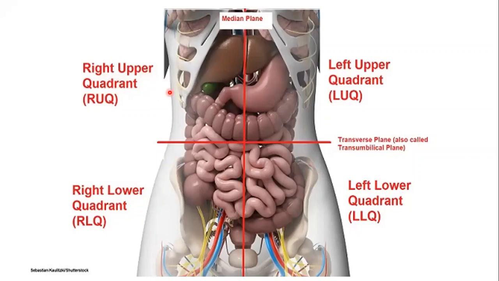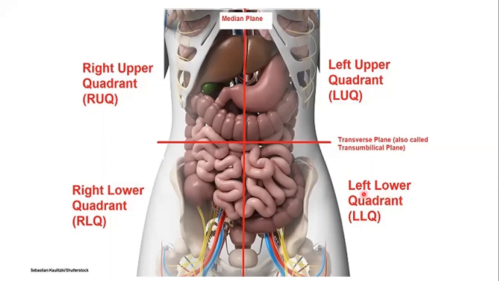Let's have a look at the right upper quadrant. We have the right lobe of the liver, then the gallbladder, as you can see, then a portion of the transverse colon, then the right colic flexure, then the ascending colon, right? And we have some portion of the small intestine. Let's have a look at the right lower quadrant now. We have a portion of the small intestine, right? And now we have a portion of the ascending colon over here. Here we have the cecum, and somewhere here we have the appendix, right?